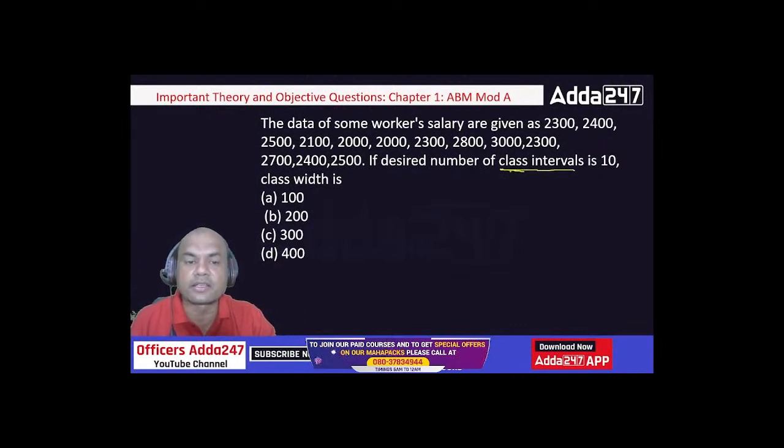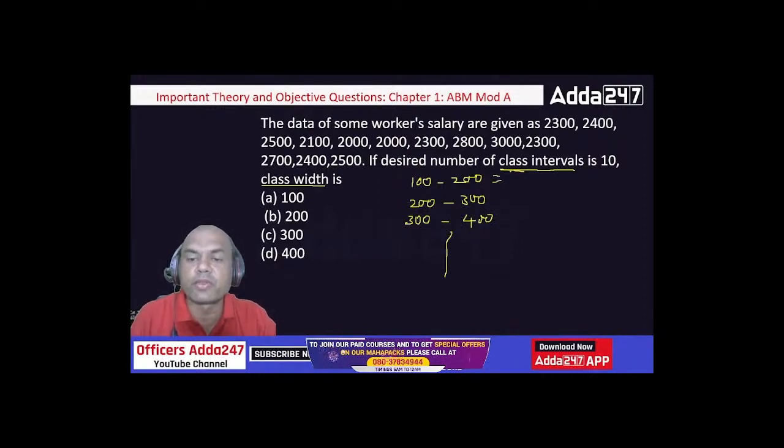So in that case, the class width is what? Now firstly, you need to understand what you mean by class width. What is a class width? You need to understand that first. Okay. See here, whenever I write it like this, let's say 100 to 200, 200 to 300, right? 300 to 400. Okay. And so on and so forth.